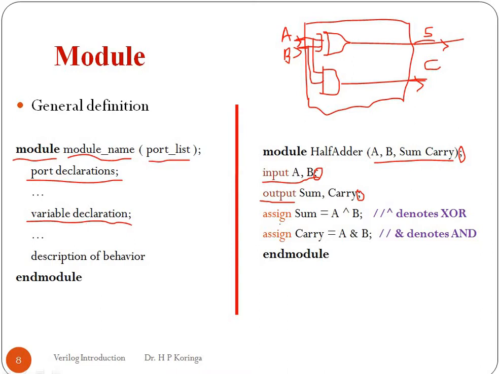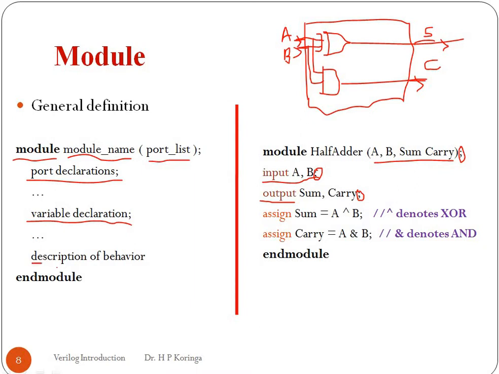So here to implement the half adder, we do not require any jumper, right? There is no connection, there is only a single stage, not multiple stages. So we do not require any variable, so we do not need to declare it.